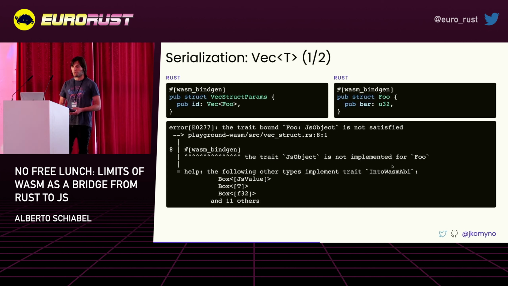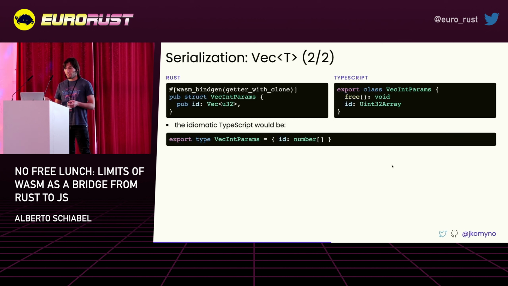Vectors. Everybody needs vectors, right? You can't always have known-size arrays. What we have here is a structure, VecStructParams. It holds an ID with a vector of Foo. And Foo is just a struct that holds a scalar value, bar, a u32. We notice that both structs have the wasm-bindgen tag, so the macro is kicking in. But we have this error: the trait bound Foo: JsObject is not satisfied, and the trait JsObject is not implemented for Foo. So what this tells us, really, is that we can't serialize a vector of a generic type.